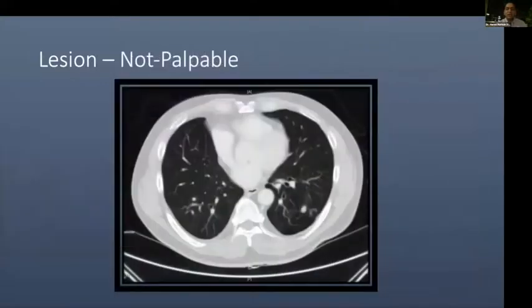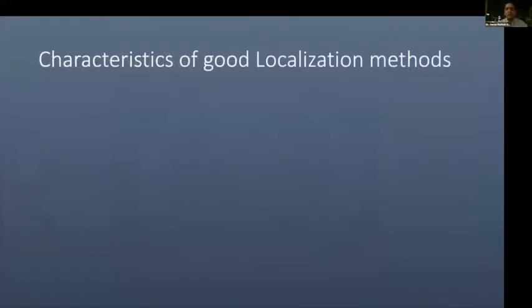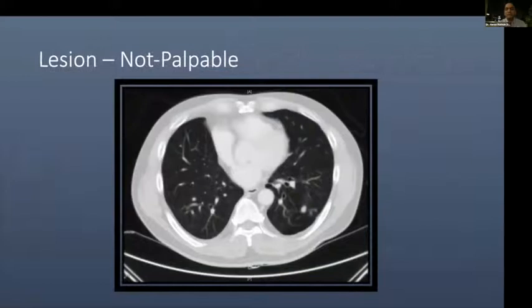Now, what about these lesions? These lesions are not too superficial, but not too deep. And generally, you don't want to do a segmentectomy for these patients, especially if it's just metastatic disease, or you're not sure if it's actually just a benign lesion. So how do we go about it? We can localize these lesions using many techniques, which I'll explain to you in a little bit.